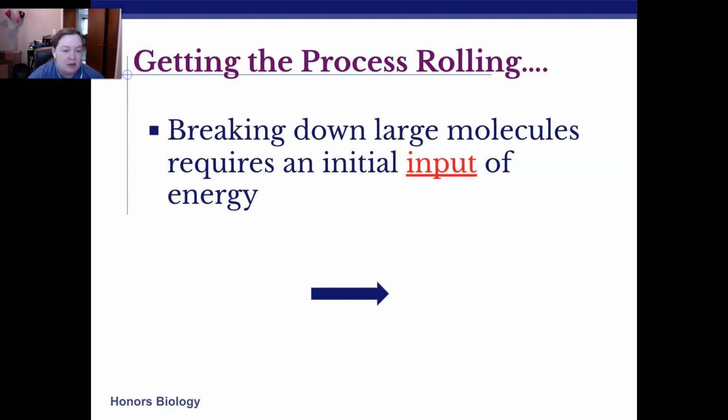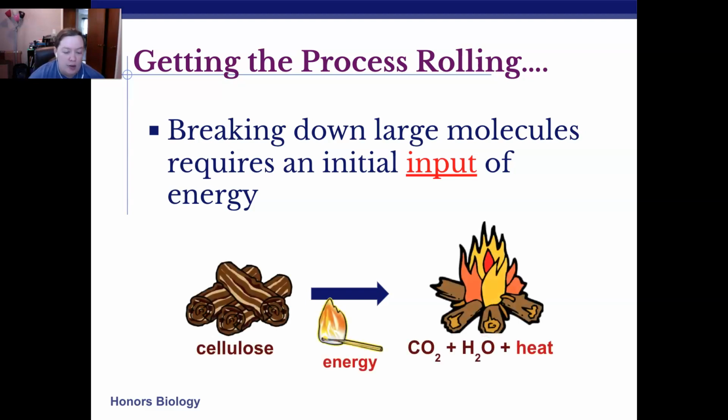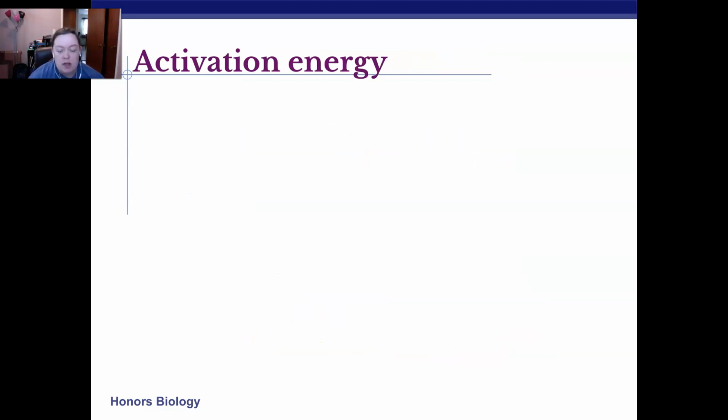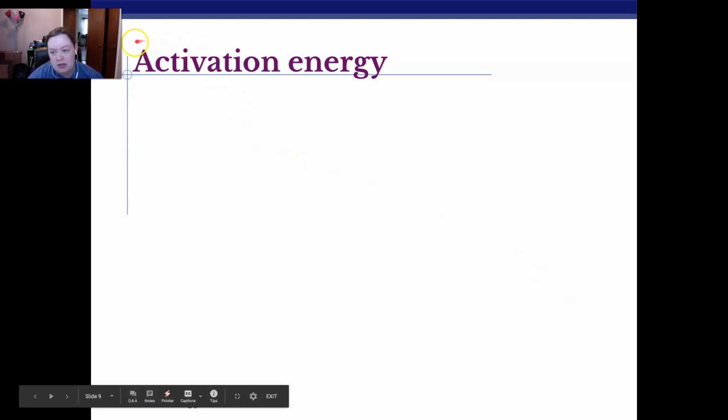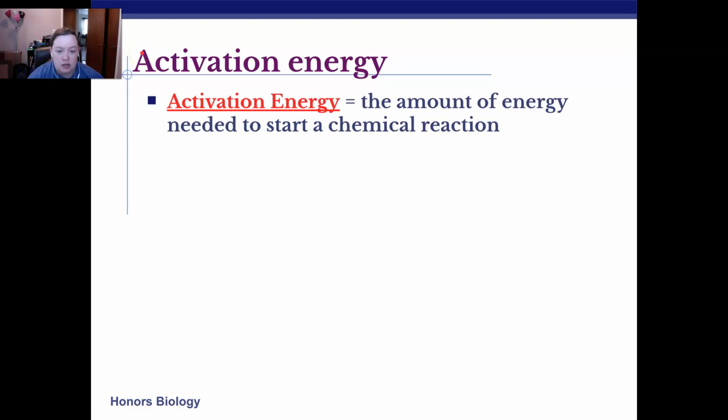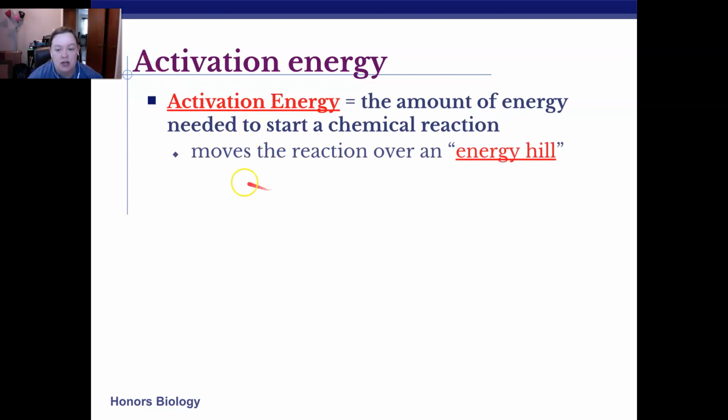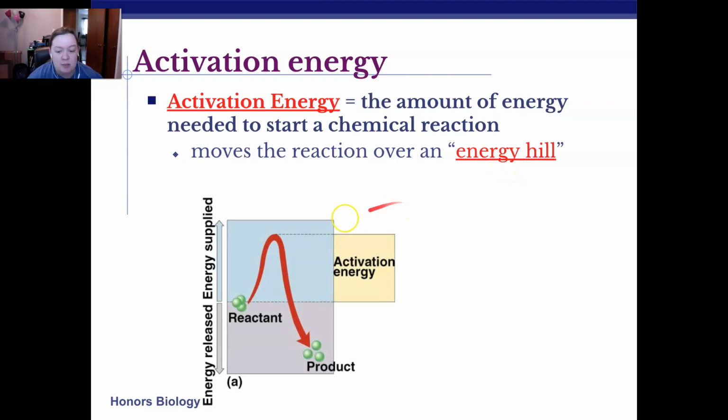So breaking down of anything, even though it ultimately releases energy, requires an initial input of energy before it can be broken apart and release energy. And that input of energy is called activation energy, the energy needed to activate or start the reaction. So the amount of energy needed to start a chemical reaction is the activation energy. And it kind of looks like an energy hill or an energy speed bump.